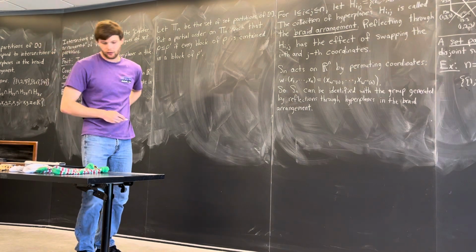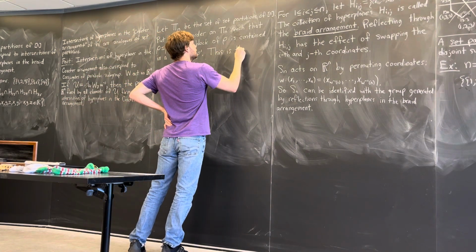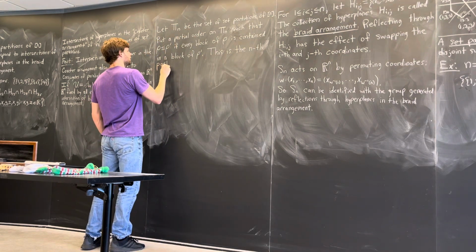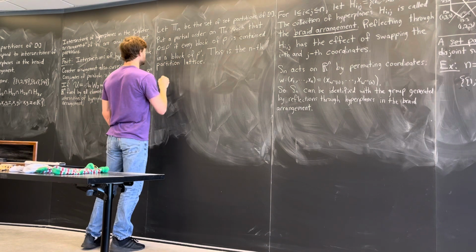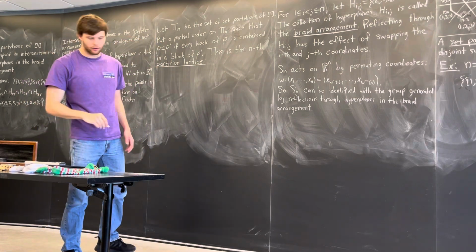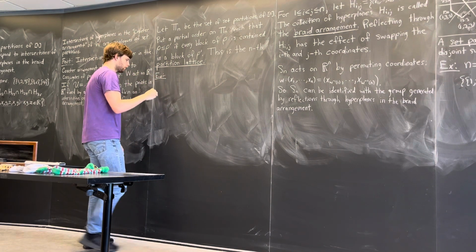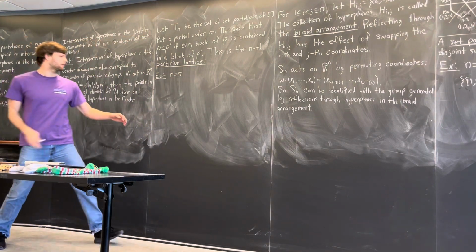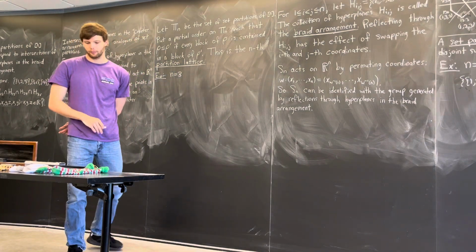So this is the nth partition lattice, and it is a lattice. So let me draw an example of this. For n equals 3, there are 5 set partitions.